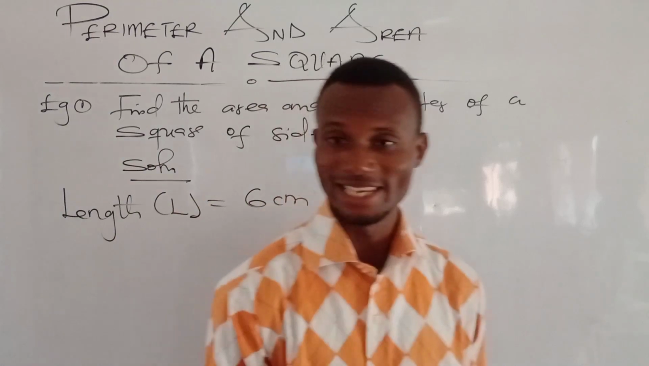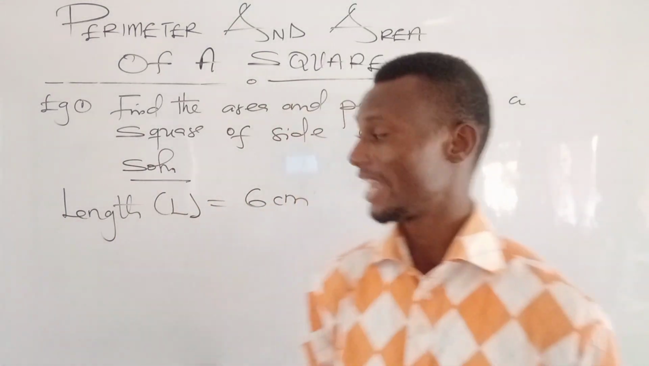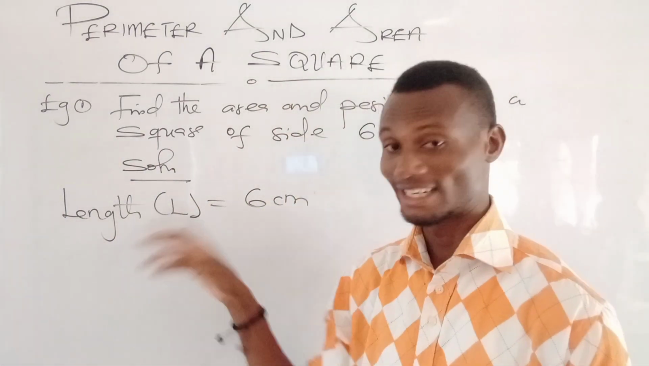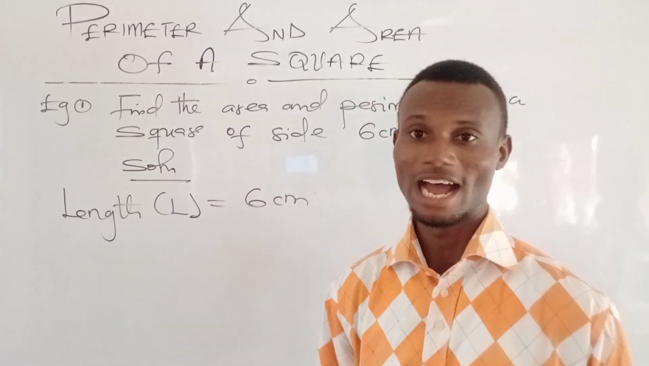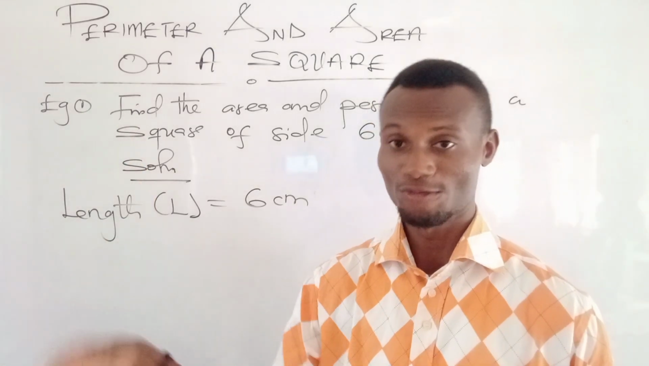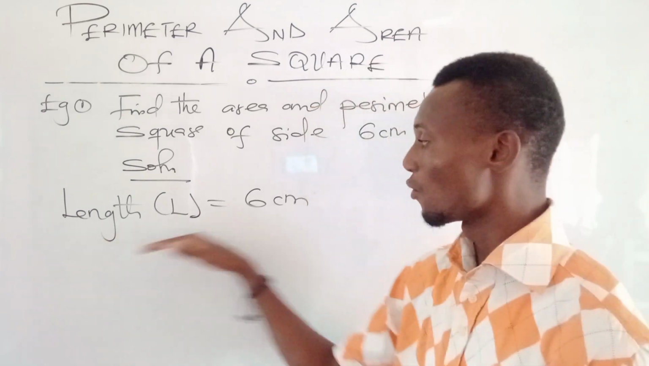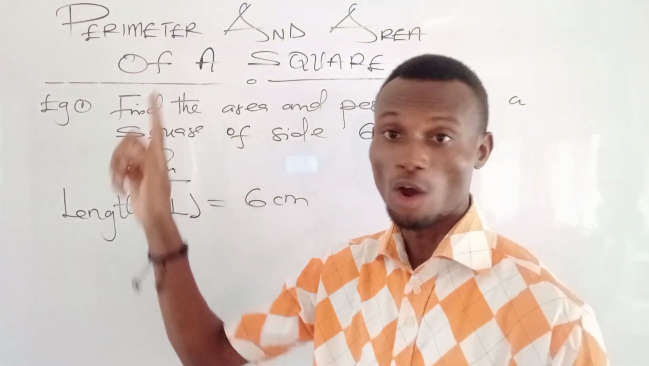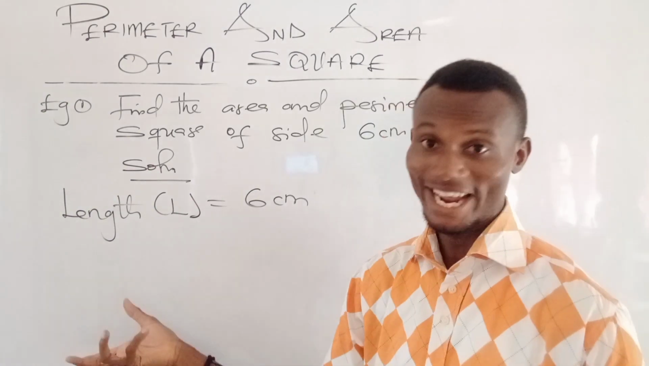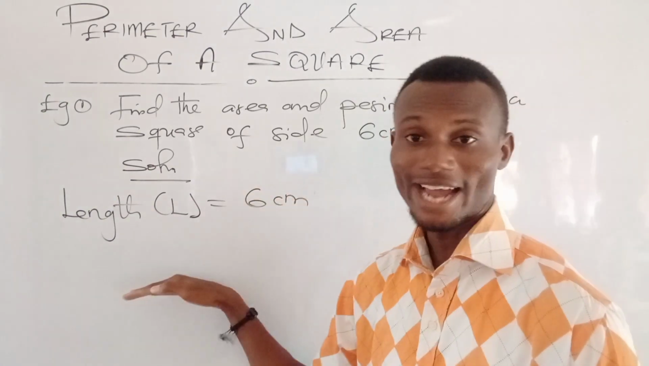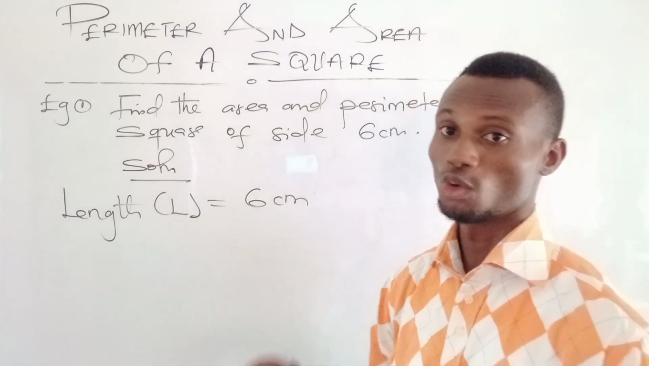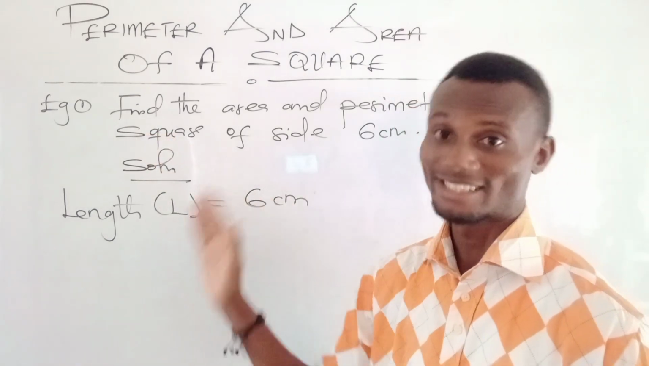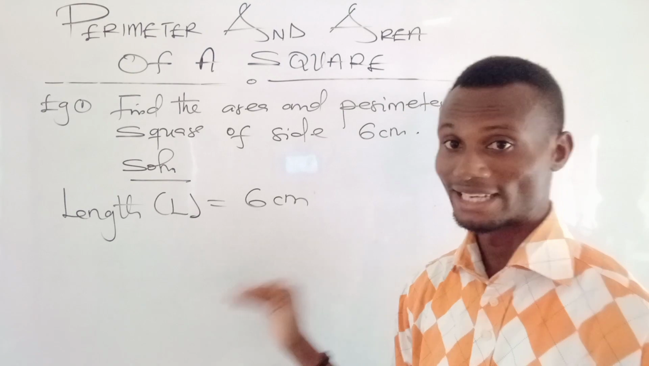And please don't forget that this is a square. If one of its sides is length, then it means all the other sides are also going to be length, which I've established and proved in the first video. So if one side is 6 centimeters, it means the other sides of the square are also 6 centimeters. Each side of the square is 6 centimeters.